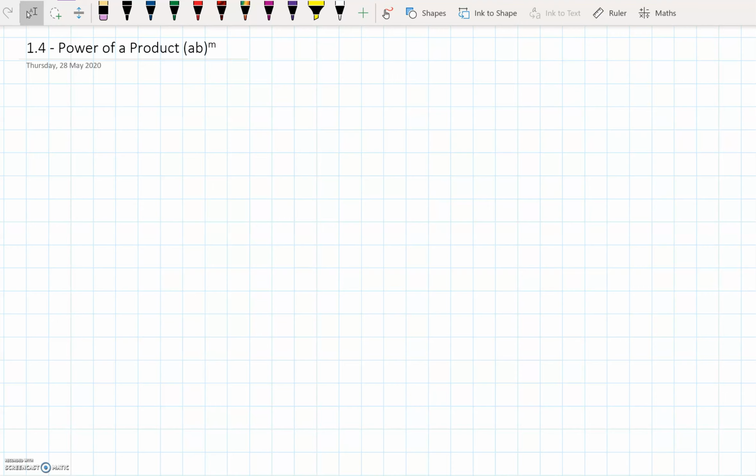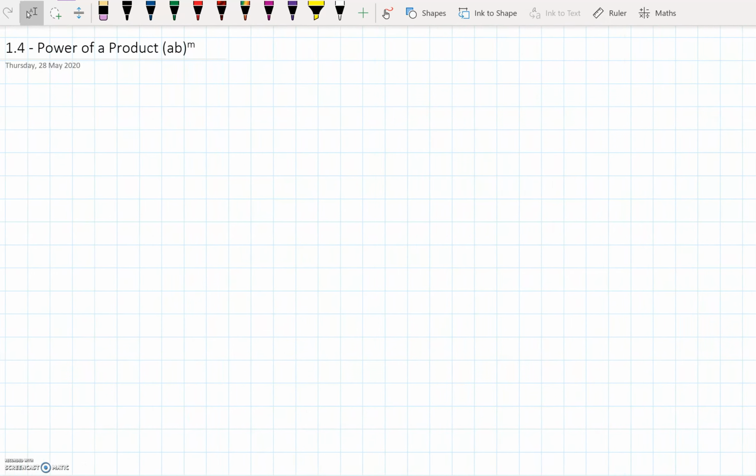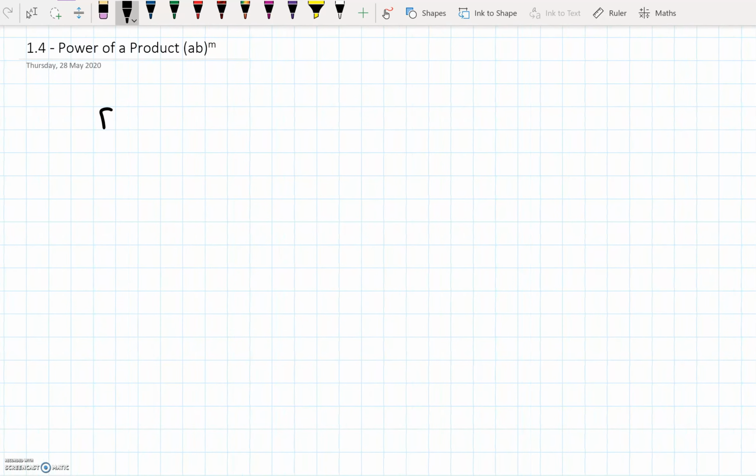Okay, so guys, now we're going to follow on with the continuation of the power of a power rule. We're looking at now the power of a product. Now, this is the fourth index law. Okay, we're going to have a closer look at this one.